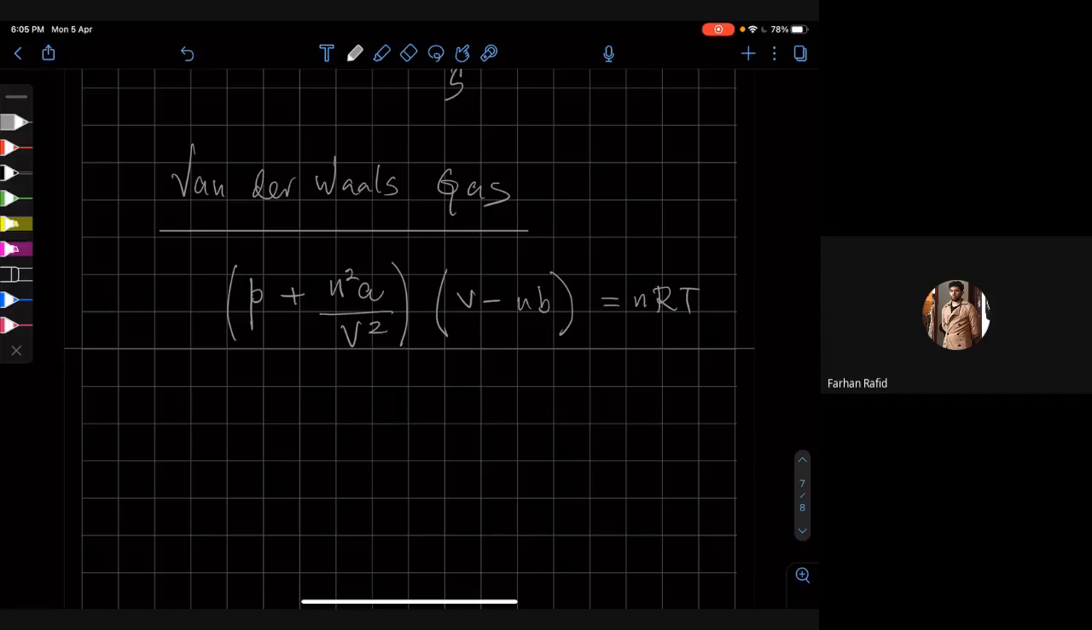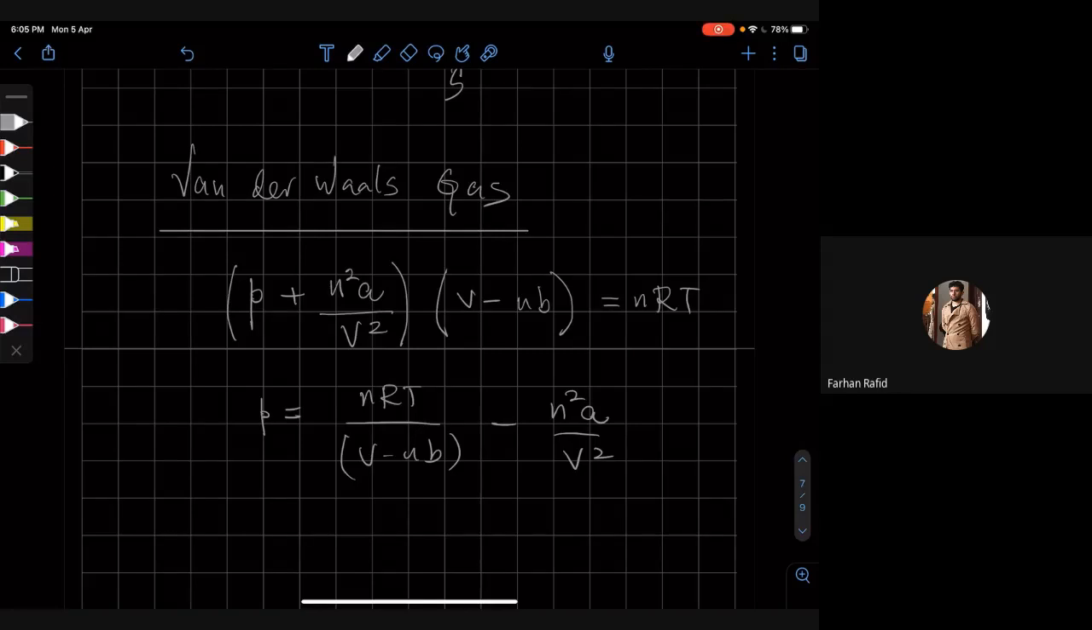So when we have this equation of state, it's good to solve this for P. So express this in terms of P. So we get nRT divided by (V minus nB), minus n squared A by V squared, right? So this is going to be our expression for P.